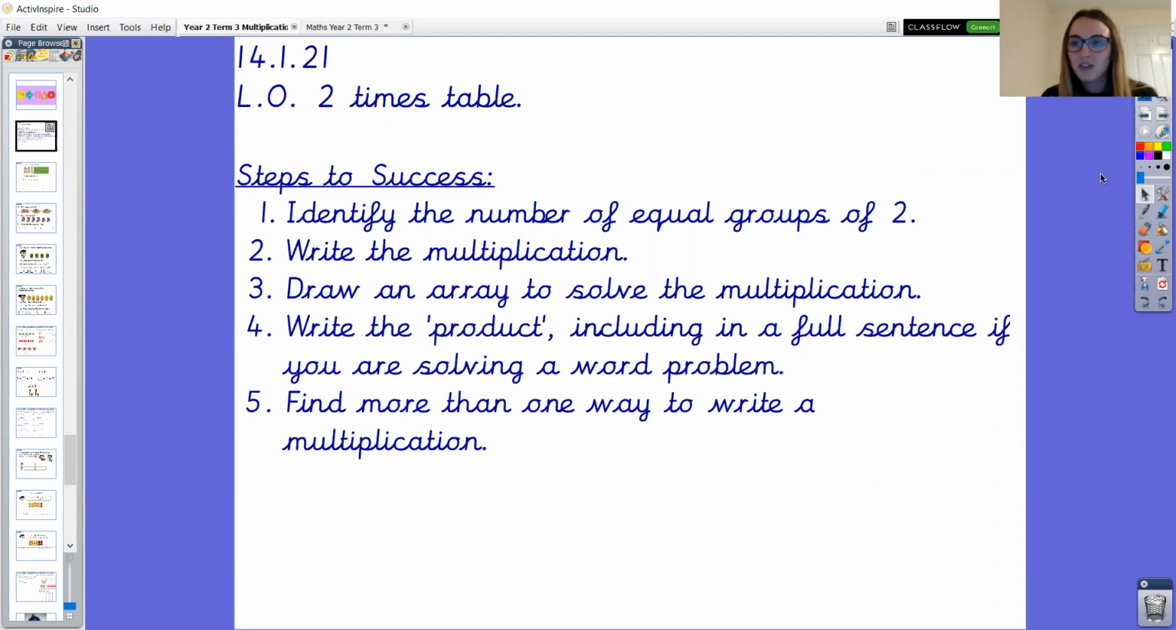Well done, Year 2. So thinking about our steps to success, first of all, today we're going to identify the number of equal groups of 2. We're then going to write the multiplication and draw an array to solve the multiplication. This will help us to find the product, which we will write in the number sentence, including in a full sentence if you're solving a word problem. And later on in the lesson, particularly thinking about step 3, we're going to be finding more than one way to write a multiplication.